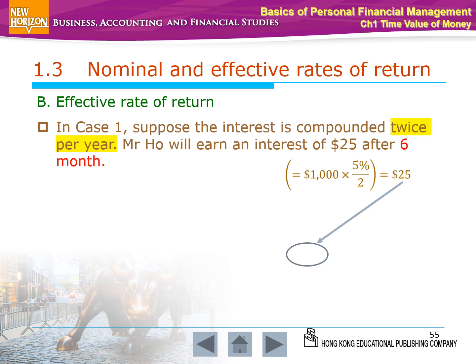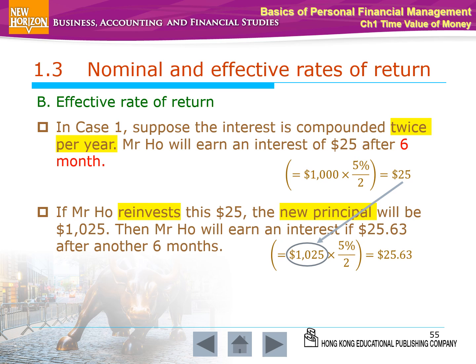So we'll earn an interest of $25 after 6 months. Let us look at the formula: $1,000 times 5% over 2. That means the interest is compounded twice a year, so the annual interest 5% should be divided by 2. In the first half of the year, that means 6 months, Mr. Ho can get $25 as interest. And if Mr. Ho reinvests the $25 interest, the new principal will be $1,025. Mr. Ho will earn interest of $25.63, more than the interest earned in the first half of the year.